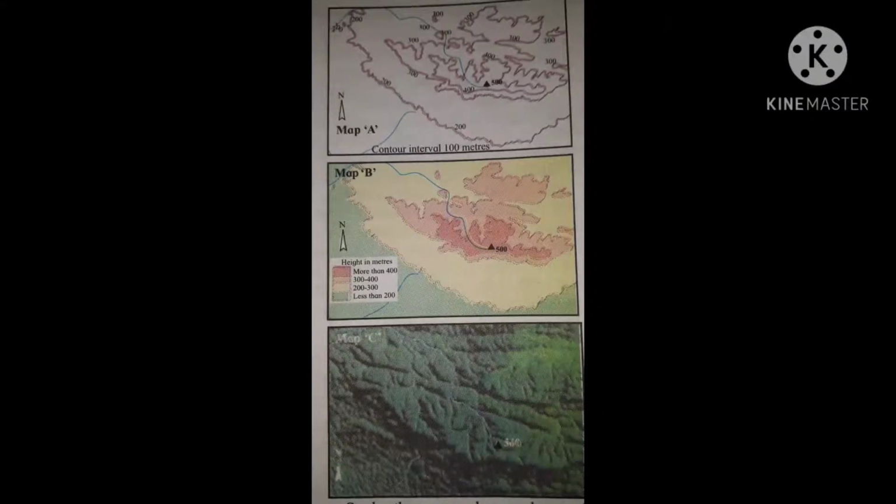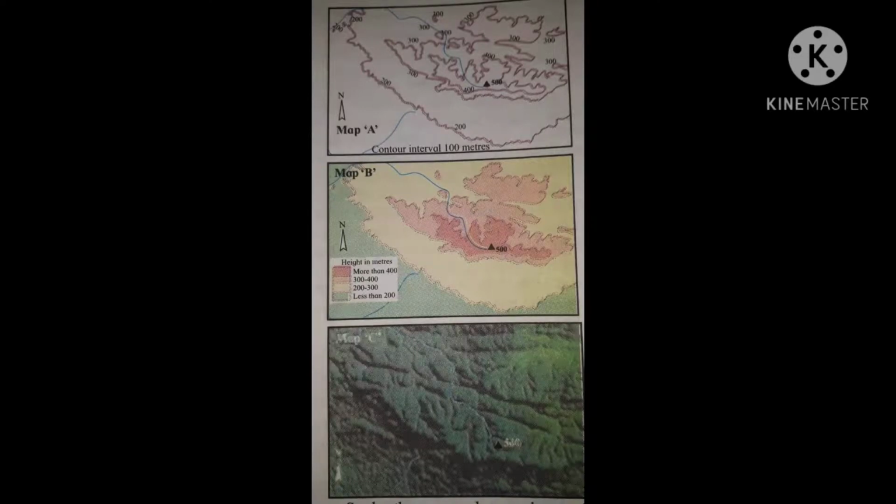In which direction is the highest point in map ABC? It is in the southeast direction. Next question. In which map can the landforms be seen more clearly? The answer is in map B.